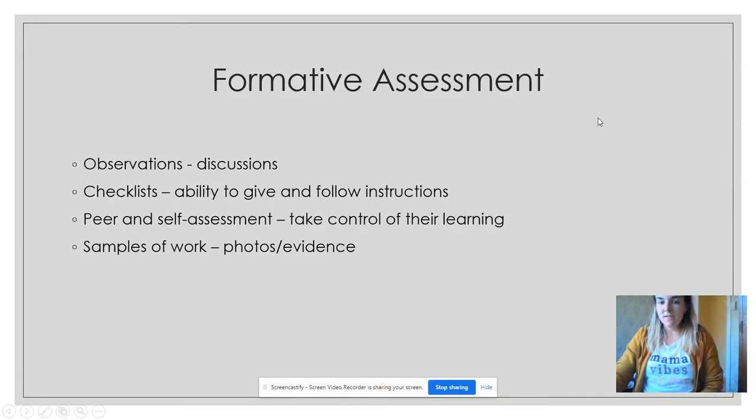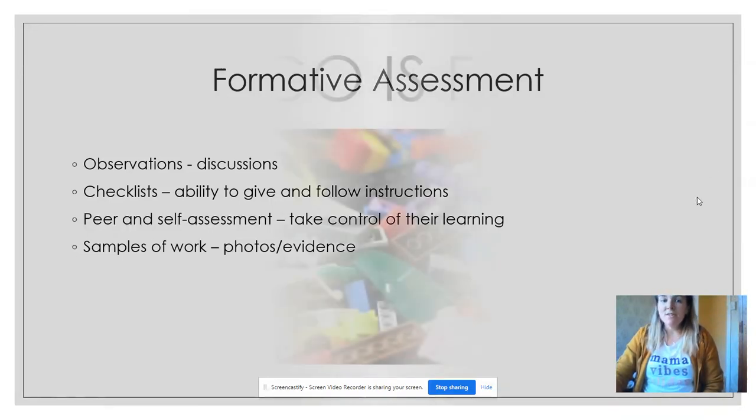Another is the peer and self-assessment. So taking control of their own learning. It gives them that ability to understand and control what they're learning. And the final formative assessment is taking photos and having evidence, so samples of work, where they can then compare and see how they are going through this unit at the end.